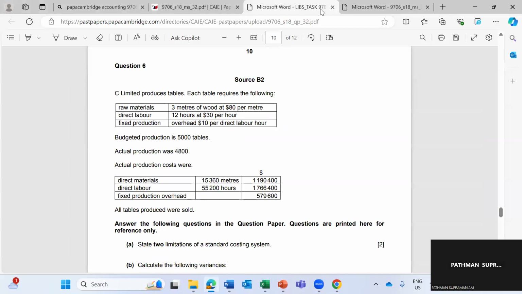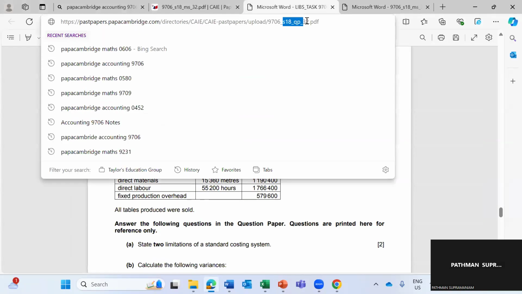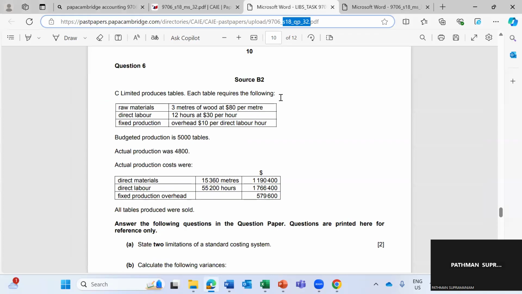Here is an example of a past year question. This is May 2018, paper 32, question number 6. C Limited produces tables. Each table requires the following. So the product is tables. Each unit of table produced requires raw material, 3 meters of wood at $80 per meter. All these are the standard, the plan figures.